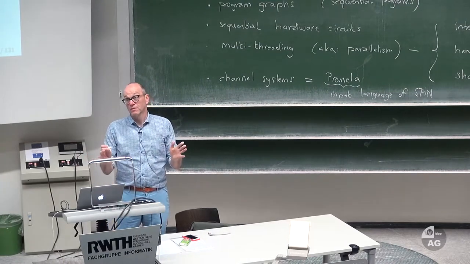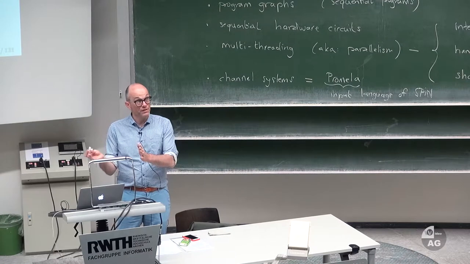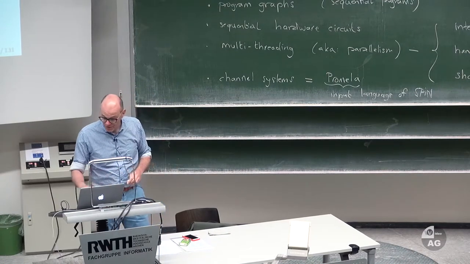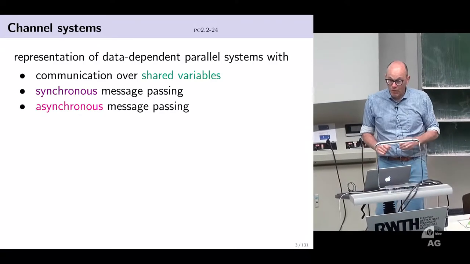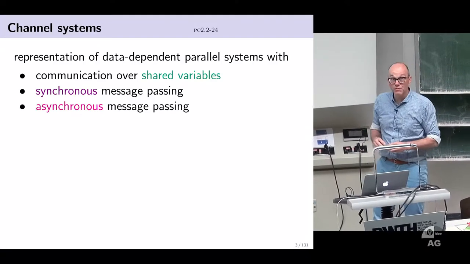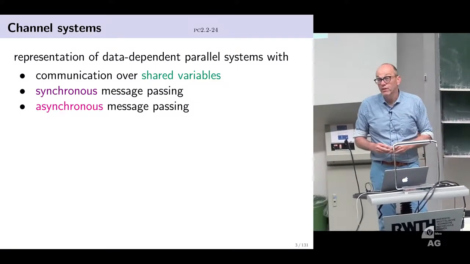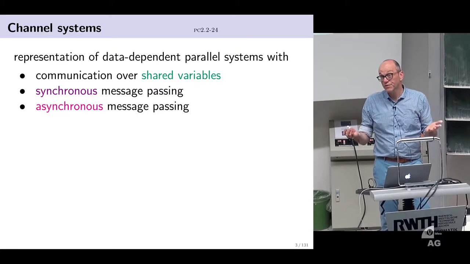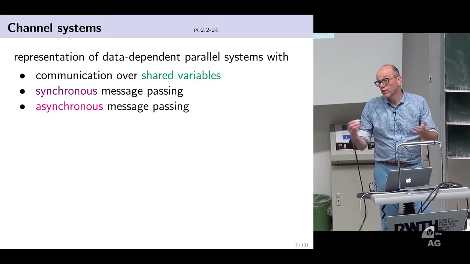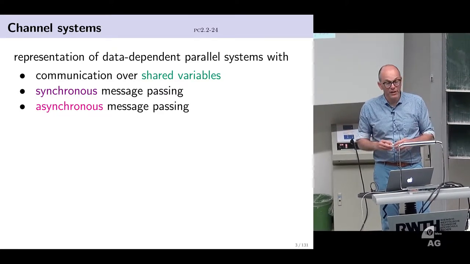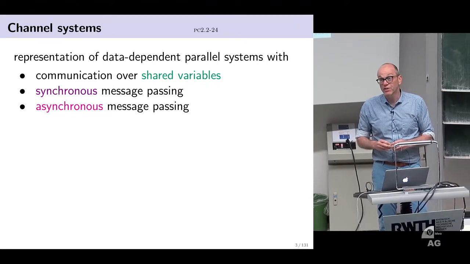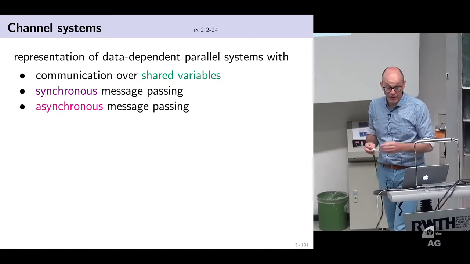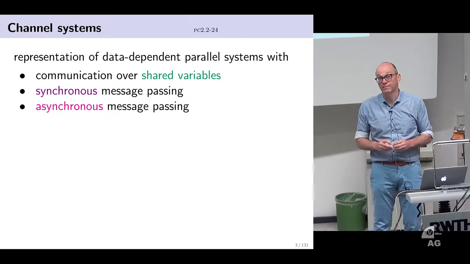So the model that we're going to introduce today will also be the last lecture that is about models. The next lecture will be about properties. That ends today with these channel systems. So what we have is parallel systems. They can depend on data. They have means to use shared variables, which is a simple way to communicate. They can have synchronous message passing, handshaking, as well as, and that's new for today, asynchronous message passing.